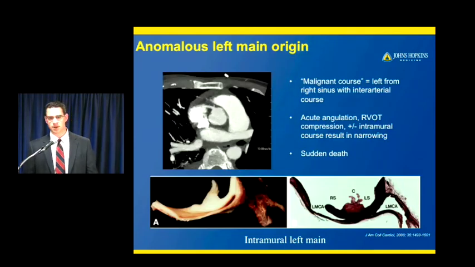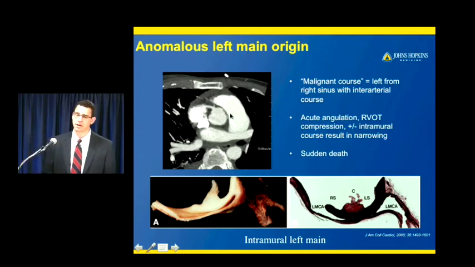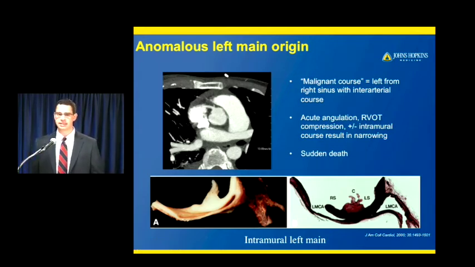The most scary one, and the one we're always worried about, is the anomalous left main origin, or the malignant course. That's when the left coronary artery arises from the right sinus and passes in between the aorta here and the pulmonary artery here. In this case, the left main can only be visualized as a tiny little thread between these two vessels. It's being compressed in this space between the aorta and the pulmonary artery. This is very dangerous and has a high risk of sudden cardiac death.